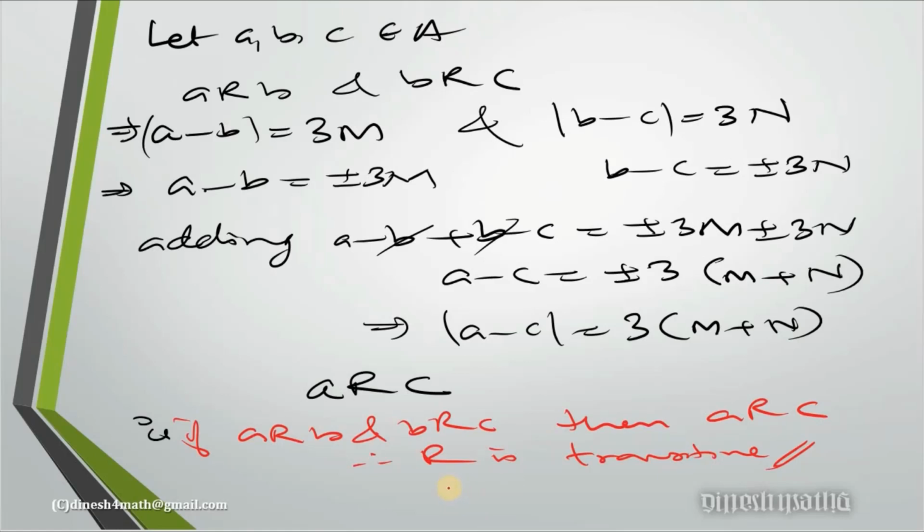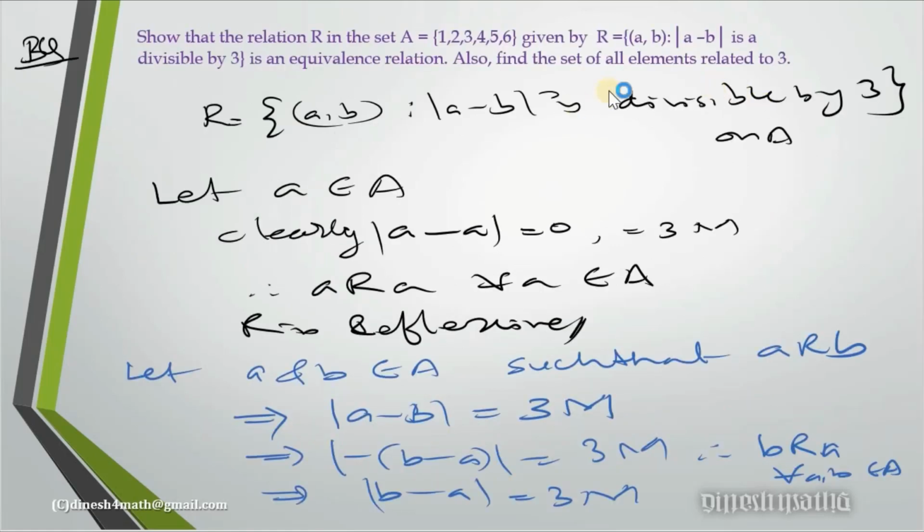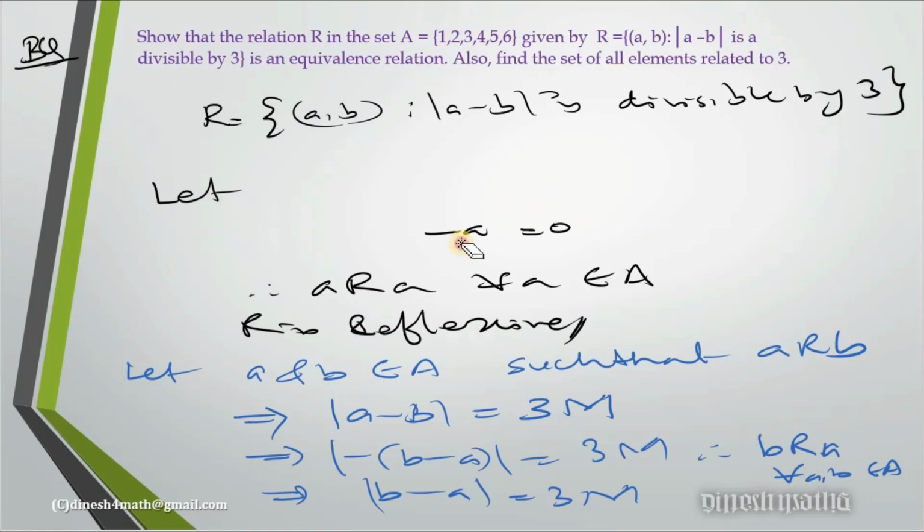So, we have proved that the relation is reflexive, symmetric, and transitive. Therefore, it is an equivalence relation. Now here also we have an additional question in the beginning. It says we need to find the set of all elements related to 3. So here what you need to check, just like the other question, is which elements are related to 3.